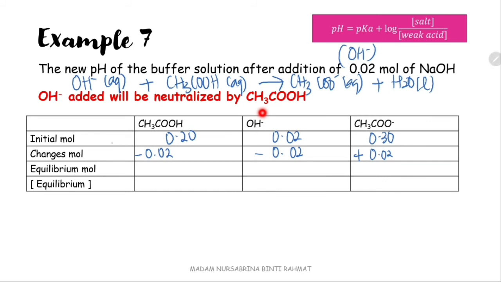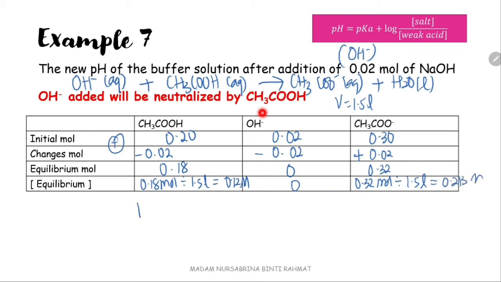Okay, so equilibrium mole is simply initial plus change in mole. So this one becomes 0.18 mole, 0 for my hydroxide ion, and 0.32 mole for my ethanoate ion. So equilibrium concentration is just equilibrium mole divided by volume of the solution, which is 1.5 liter. So 0.18 mole divided by 1.5 liter, I will get 0.12 molar. Okay, 0 for my hydroxide ion, and for my ethanoate ion it is 0.32 mole divided by 1.5 liter, so I will get 0.213 molar.